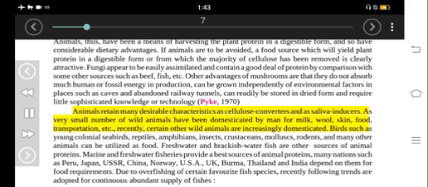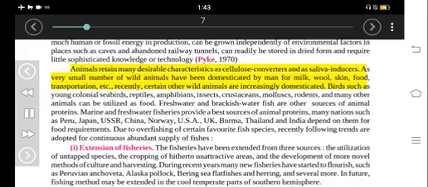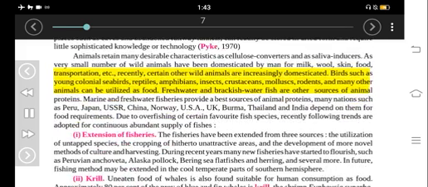A very small number of wild animals have been domesticated by man for milk, wool, skin, food, transportation, etc. Recently, certain other wild animals are increasingly domesticated. Birds such as young colonial seabirds, reptiles, amphibians, insects, crustaceans, mollusks, rodents, and many other animals can be utilized as food. Freshwater and brackish water fish are other sources of animal proteins.